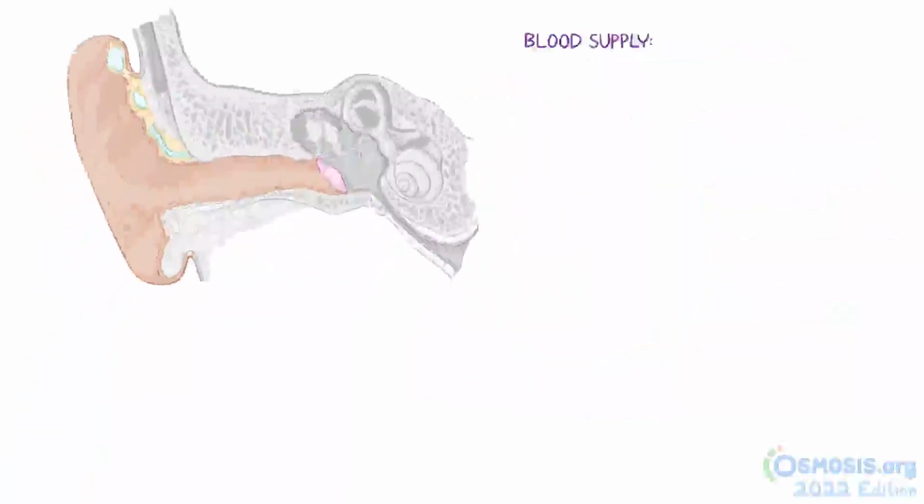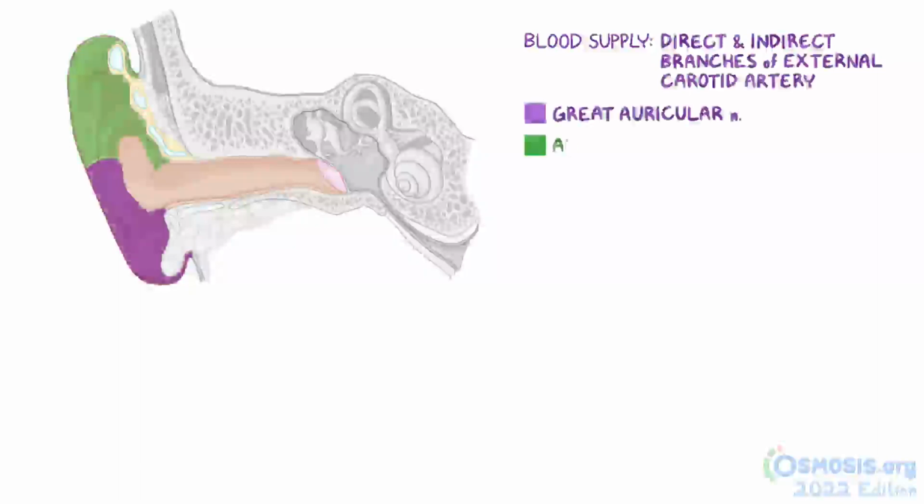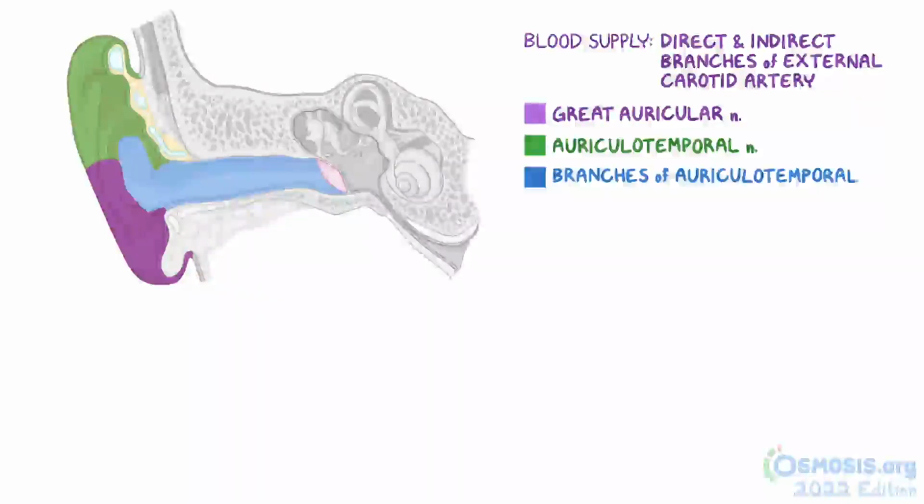Now, blood supply for the external ear and the tympanic membrane comes from direct and indirect branches of the external carotid artery. The great auricular and auriculotemporal nerves supply the majority of the skin of the auricle. The skin in front of the external acoustic meatus is innervated by the auriculotemporal nerve, while the external acoustic meatus is innervated by branches of the auriculotemporal nerve, the vagus nerve, and the facial nerve.